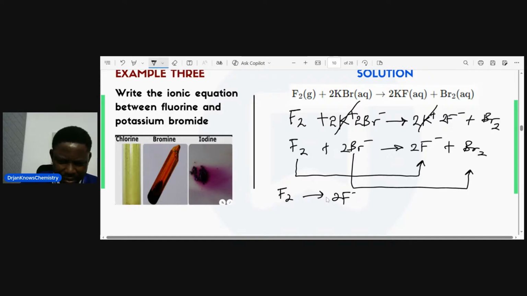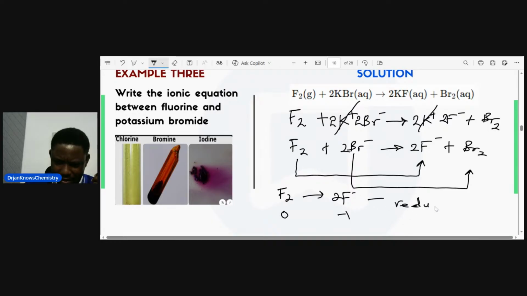Now look at this. Anything that is not charged is zero. This one is minus one, although we have two of it, making a total charge of minus two, but F itself is going from zero to minus one. So is this an increase or a decrease? Check. Is this from zero to minus one? So that means this is a reduction.